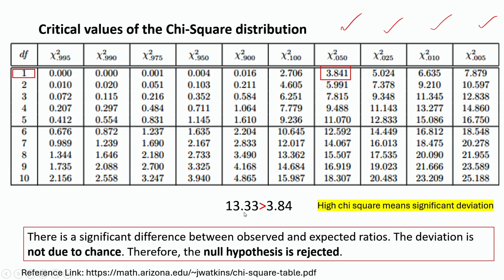And what we see here is that our chi-square value is 13.33, which is much more than 3.84, and so a highly significant chi-square means that the deviation in the data is significant. If I conclude, I will say that there is a significant difference between the observed and the expected ratios, and the deviation is not by chance. So what I am going to do is reject my null hypothesis.